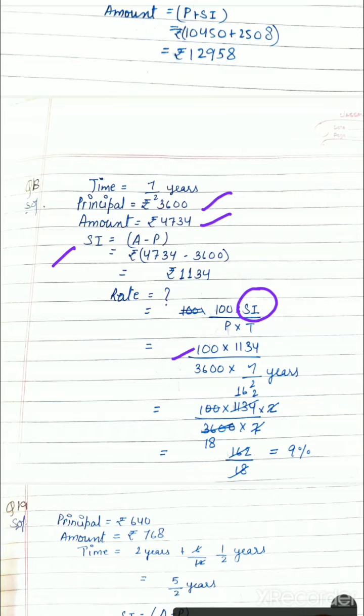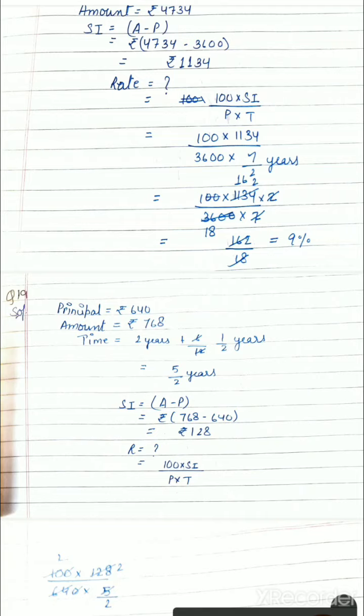So, 100 multiplied by 1134 upon 3600, and the time is in fraction, that is 7 upon 2. So, now the problem is how to do this. This 7 upon 2 is in the denominator and it is already a fraction. So, while calculating we will do the reciprocal, so it becomes 2 upon 7 like this. And now we can do the calculations. We will get the answer 9%. Clear?